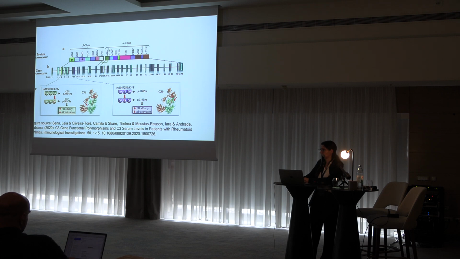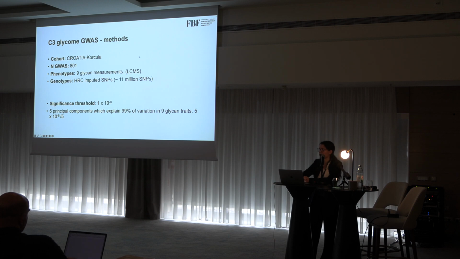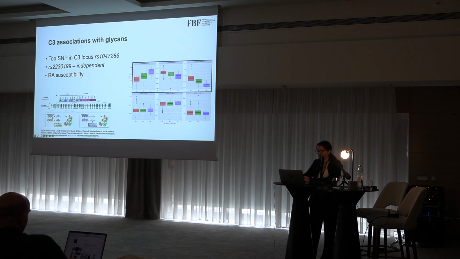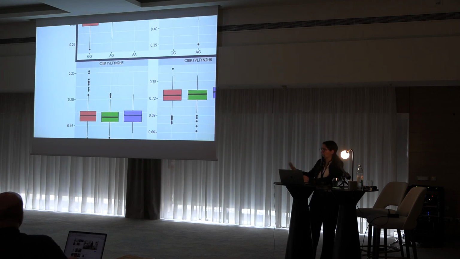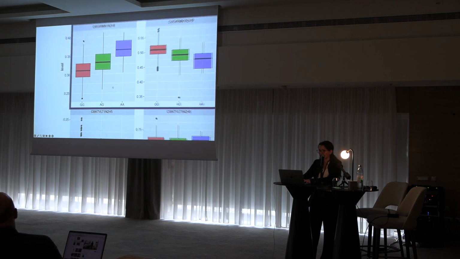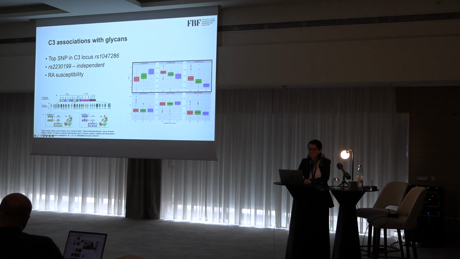Very nice presentation. I missed it on the C3. What are the traits that you are associating with in C3? We have 9 glycan measurements. These are just glycopeptides. I didn't list them, but we did use the direct measurements, so there are no derived traits. Here are the structures that we are using as phenotypes. So here are 6 of them, actually. Basically, two glycosylation sites and then different structures. So it's not occupancy of the sites or anything, it's really the structure. Yes. Okay. Thanks. Thank you.